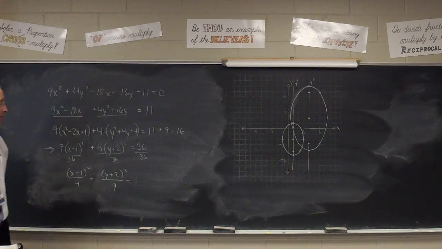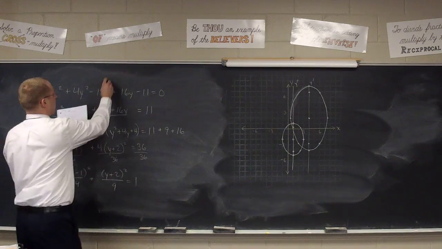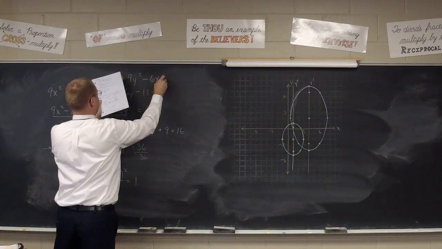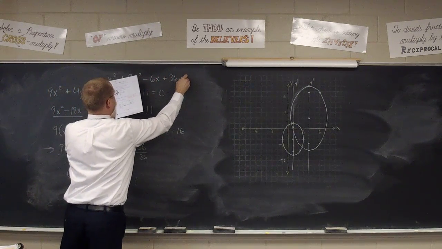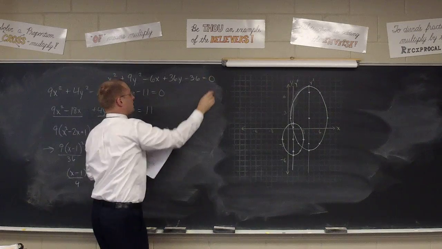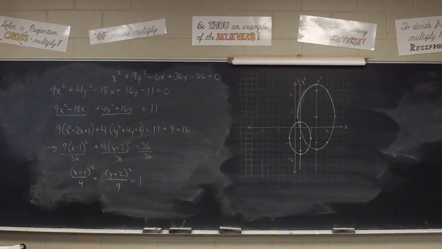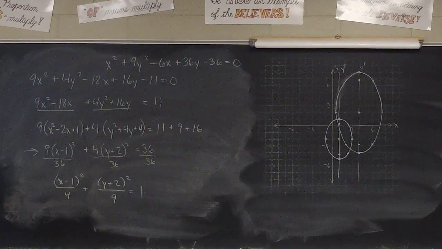Write this down if you would please now. x squared plus 9y squared minus 6x plus 36y minus 36 equals 0.